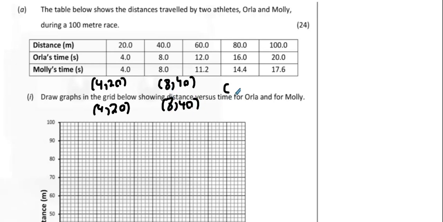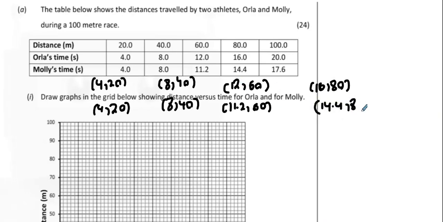Then things change, because after 12 seconds, Orla is 60 meters away, but after 11.2, Molly is 60 meters away. And then for 80 meters, 16 seconds in, Orla is 80 meters away, and 14.4 seconds in, Molly is 80 meters away. And finally, to get 100 meters away, it takes Orla 20 seconds, while it takes Molly 17.6 seconds.